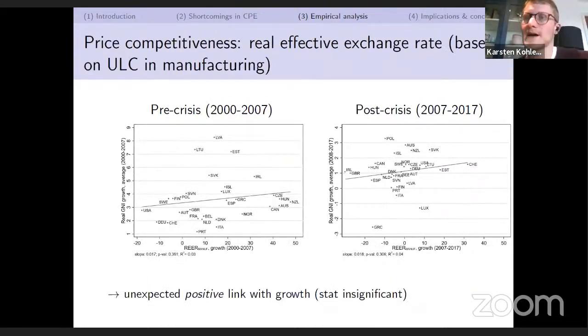Okay, finally, we look at competitiveness as a source of export demand. And as I said, we distinguish price competitiveness from non-price competitiveness. So here we use the real effective exchange rate based on unit labor cost in manufacturing as a measure for price competitiveness. And we see that in both periods, we have an unexpected positive link with growth. So you appreciate your real exchange rate. So in a way, you lose price competitiveness, and still you have a positive relationship with economic growth here. So there's no strong evidence here for relevance of price competitiveness for economic growth.